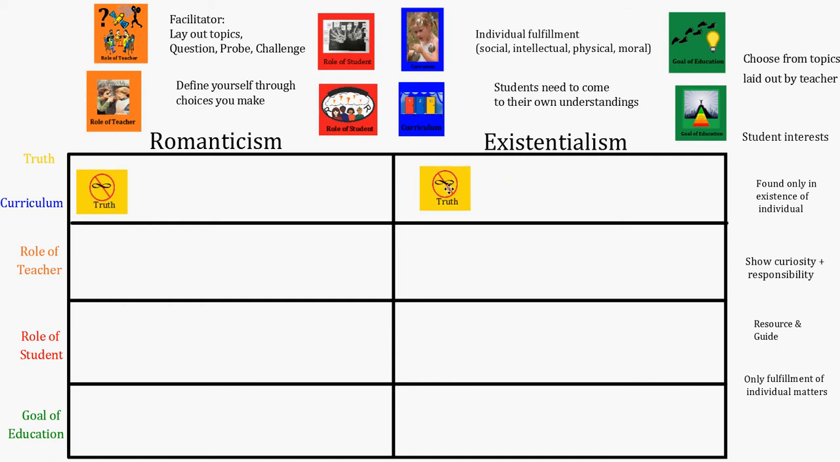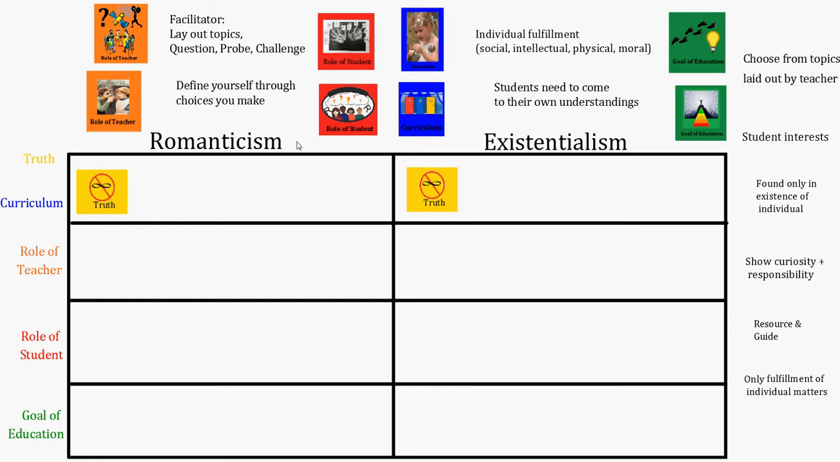Neither school attends to any real truth that is constant and unchanging. This is going to be similar with the rest of the paradigms. So from now on, I probably won't even put truth on here. That discussion really only is pertinent when we're discussing perennialism and essentialism.